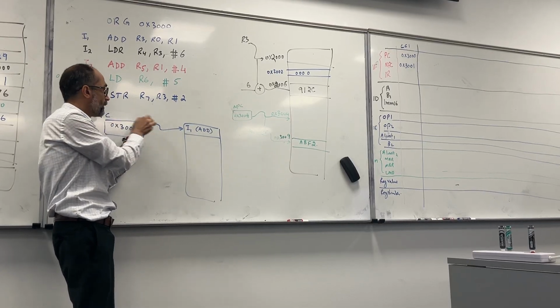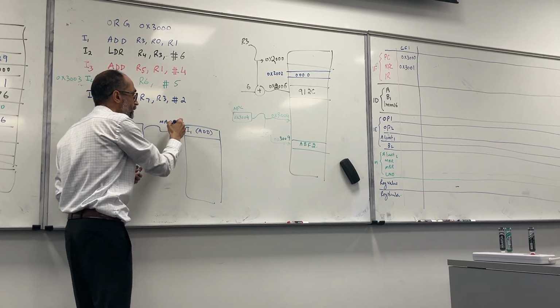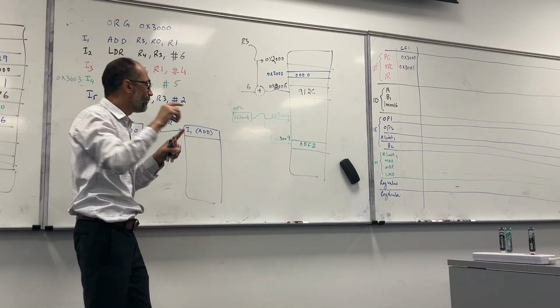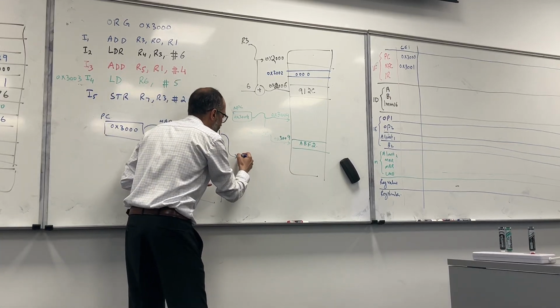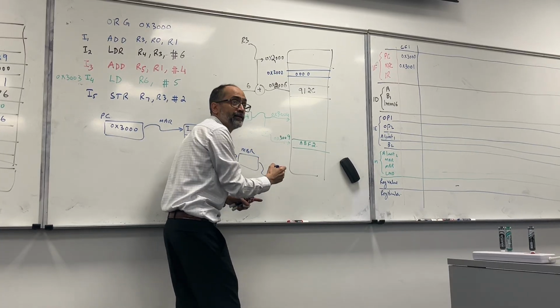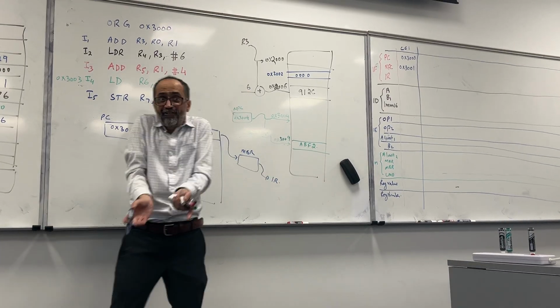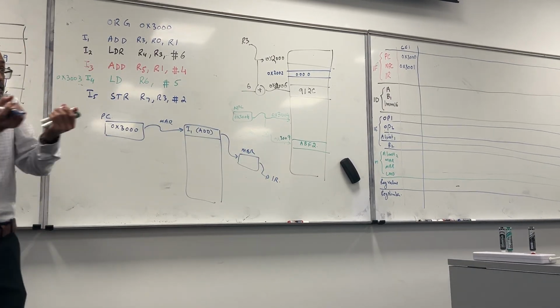PC. Okay. It will go where? Remember, it will go to MAR. And from MAR, it will go where? MBR. And from MBR, where will it go? Help me, the instruction. IR. So it means now we are fetching the instruction.